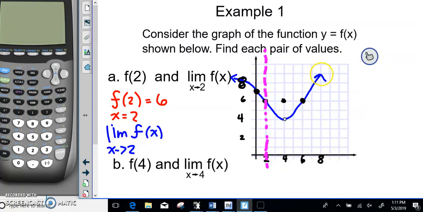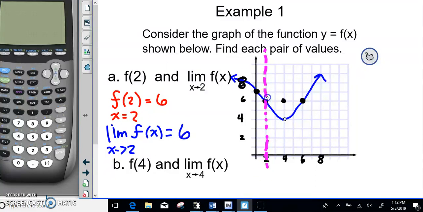Then also, let's take a look at the other side, because we have to check both sides to make sure they match up. This side coming here, if we're going towards x equals 2 right here, your y value ends up going towards 6 again. So y equals 6 here. As x approaches 2 from this side, it goes to 6. As x approaches 2 from this side, it gets to 6. So our answer is 6.